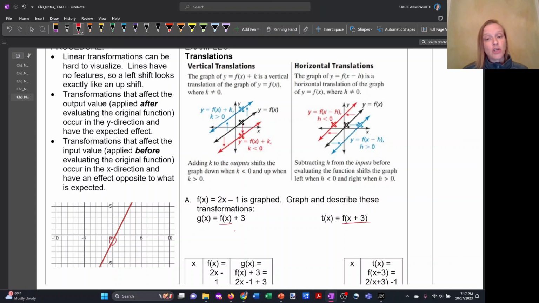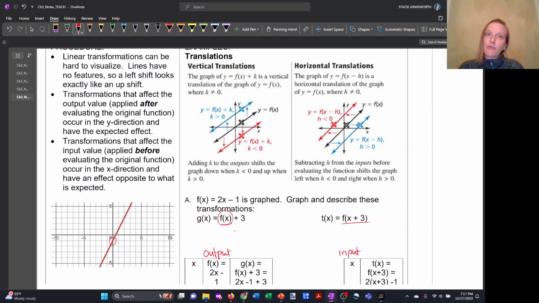In the first case, for g of x, we evaluate the function, and then after we've evaluated the function, we add 3 to the value. So this is one of those cases where our change is to the output value, because we evaluate the regular function and then we do something to it. For t of x, notice we take the function of x plus 3. We're changing the input value here. So that's the difference in these two transformations.